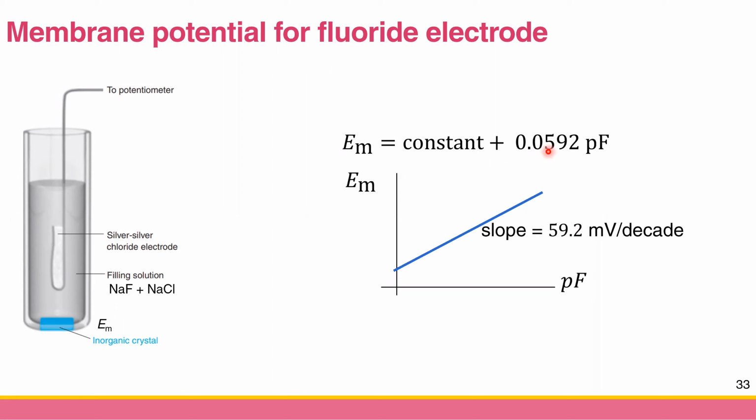So this is the opposite of the glass membrane. With the glass membrane, you detect the cation, so the slope is negative, but here you detect the anions, so the slope is positive. If there is a question asking you to compare the response between the cation electrode and the anion electrode, you should be able to compare by using this.